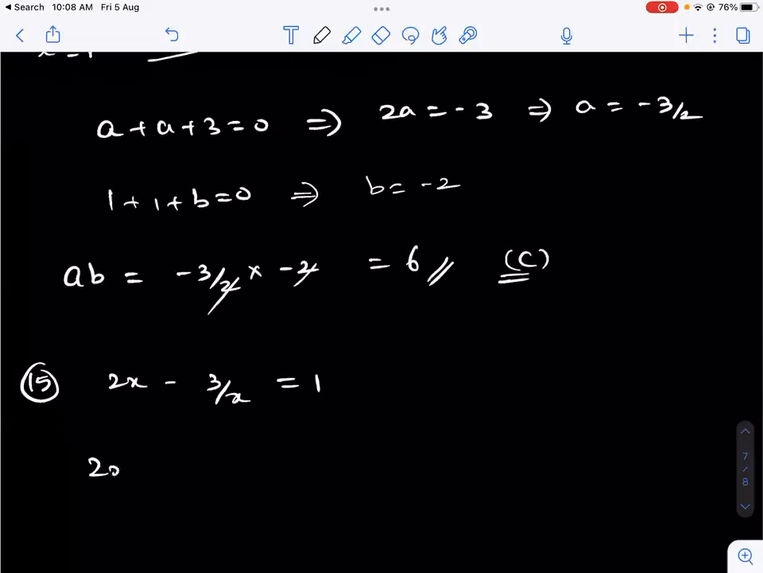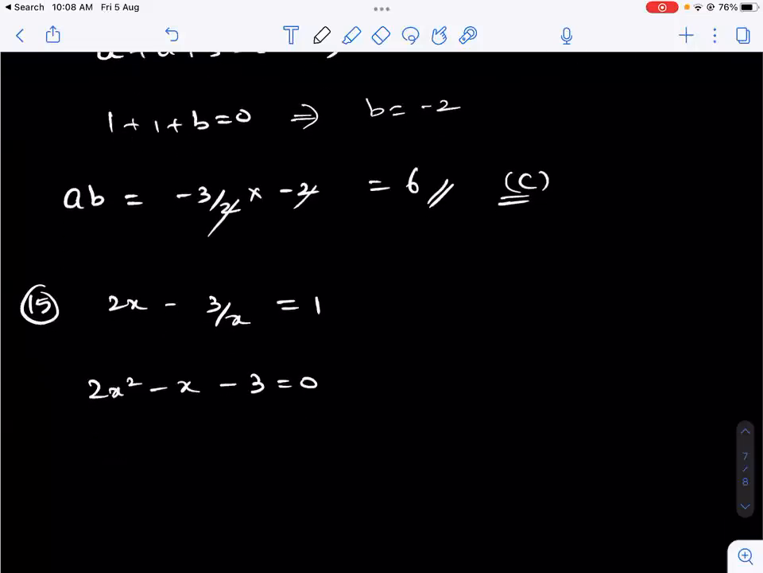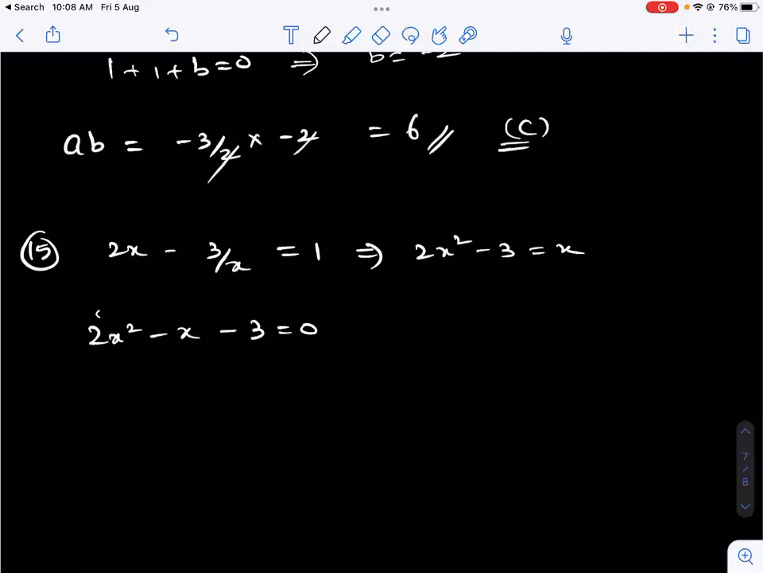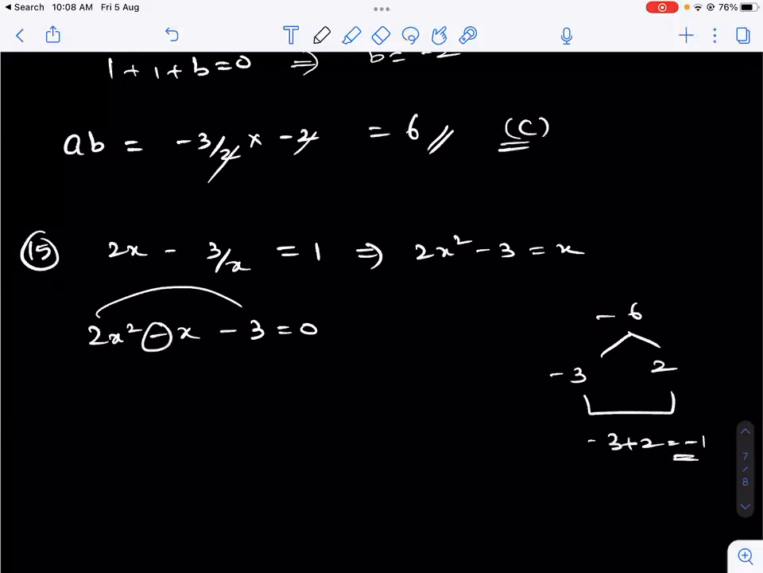So first rearrange it. 2x square minus x minus 3 is equal to 0, because when I take LCM, I'll get 2x square minus 3 is equal to x. When you rearrange it, 2x square minus x minus 3 is 0. So 2 into minus 3 is minus 6. Factorize it: minus 3 into 2, because minus 3 plus 2 is equal to minus 1, which is my middle term.